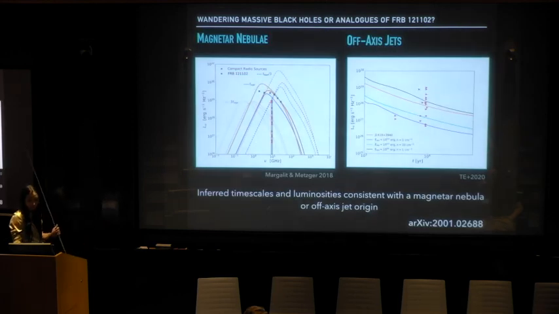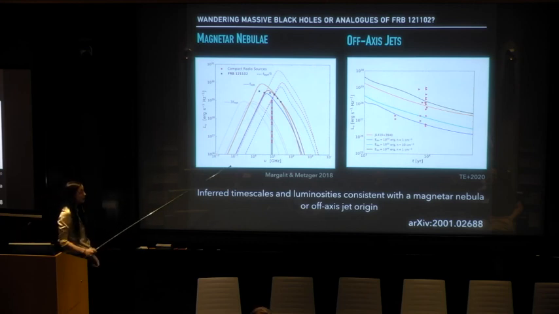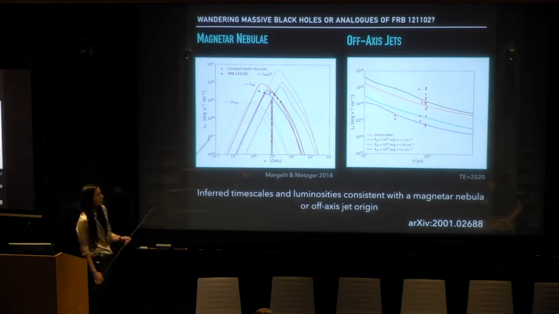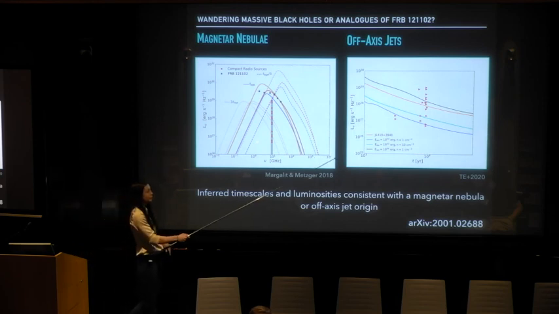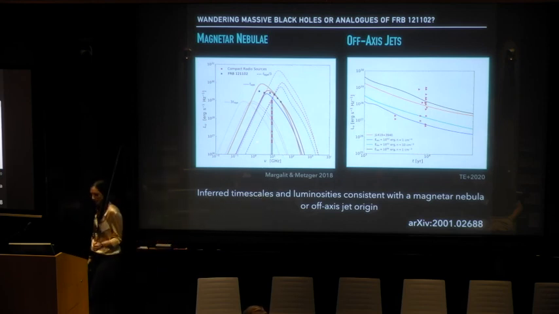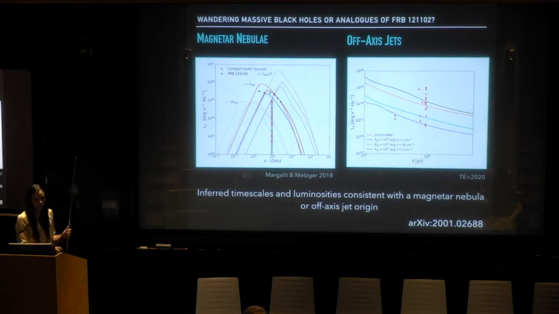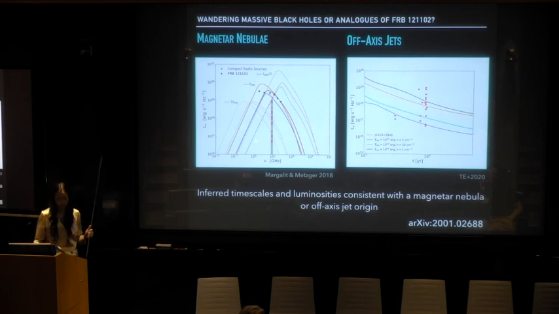I'm not going to spend too much time talking about the models, but we do find that the luminosities of the radio sources and the inferred timescales are consistent with both these magnetar nebula models that we've heard a lot about, and also the expectation for off-axis jets. And so I do think these are really interesting sources, and if we want to talk more about targeted follow-up or searches for FRBs, this might be an area where that could be interesting.